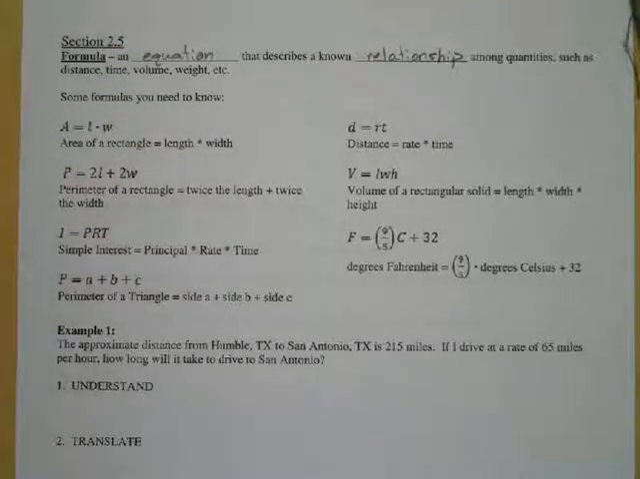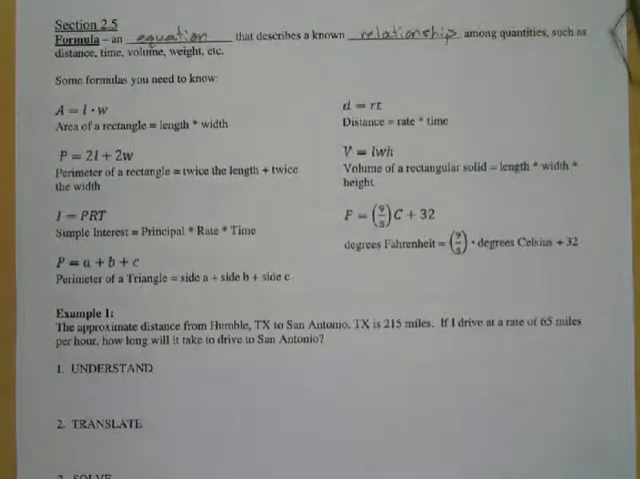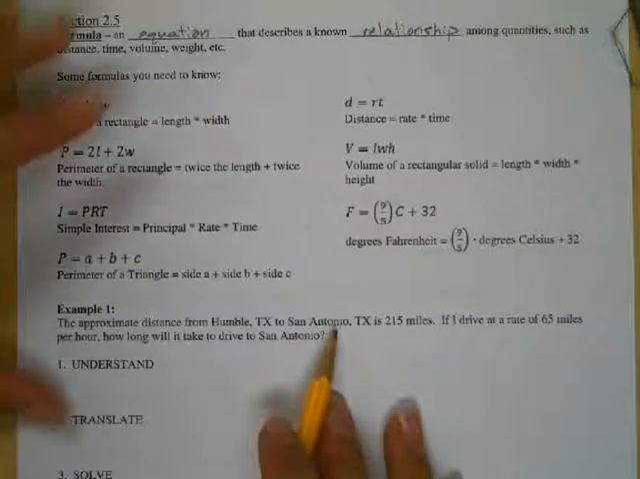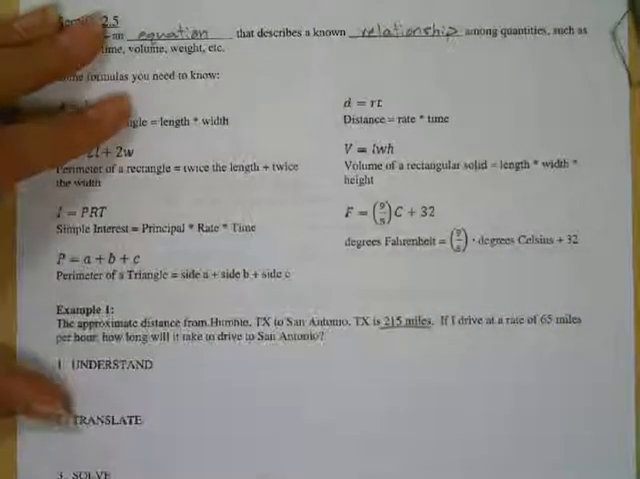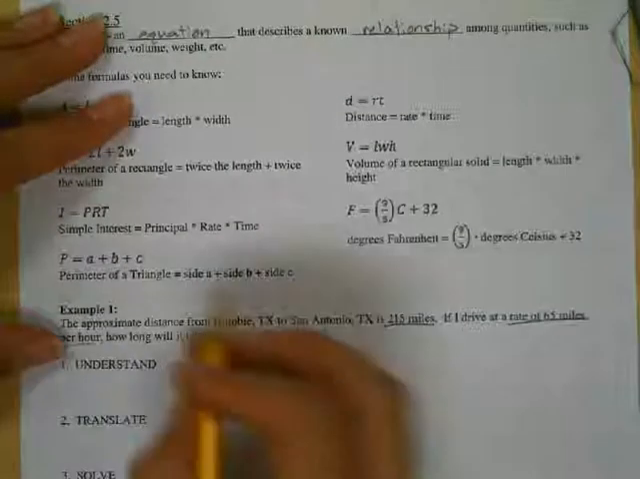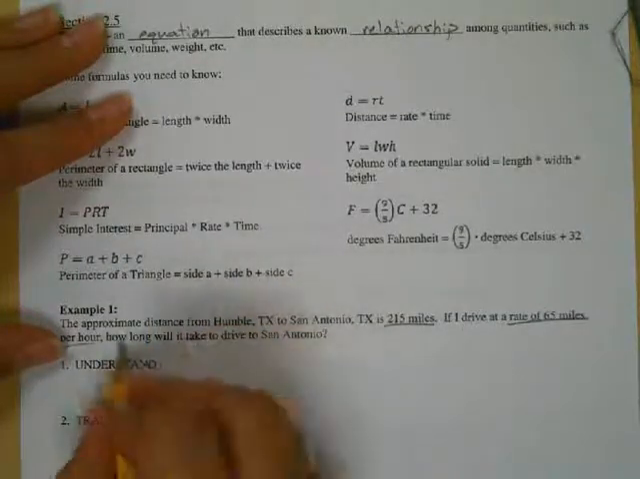Okay, so for example, whatever we're doing, all we have to do is identify what my variables are, identify what they're telling me, and then choose the proper formula. So the approximate distance from Mobile, Texas to San Antonio, Texas is 215 miles. If I drive at a rate of 65 miles per hour, how long will it take to drive to San Antonio?